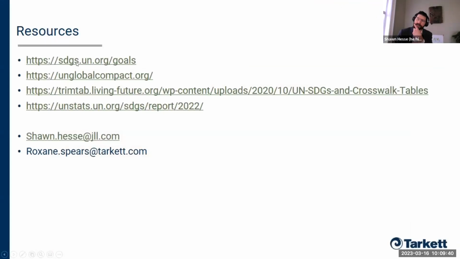So there's the actual website for the SDGs, the website for the Global Compact, the website for the ILFI Living Building Challenge SDG crosswalk, and then the global progress reports linked there.